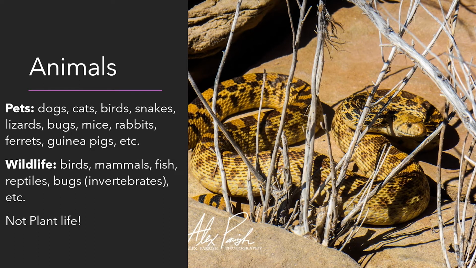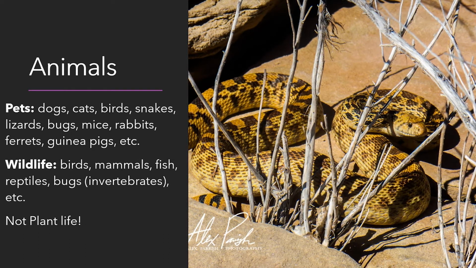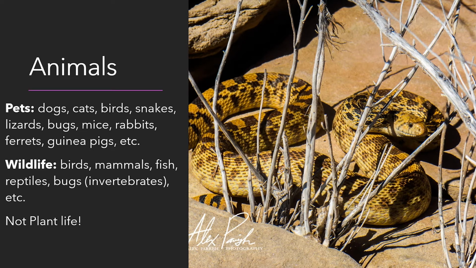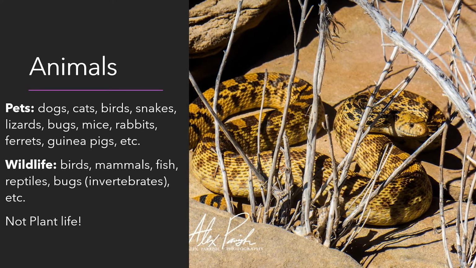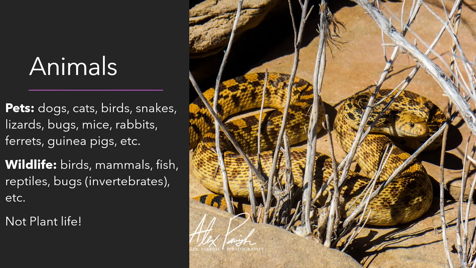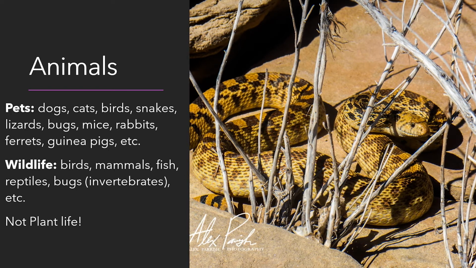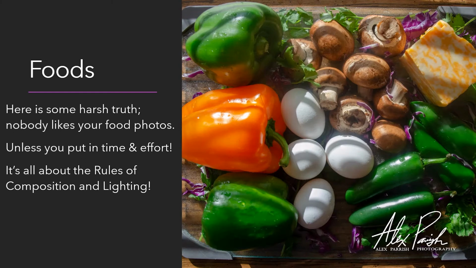Some of the bugs are going to be too small for your camera lens unless you have a macro lens. Other things like birds are going to be too far away unless you have something like a telescoping lens. So for this task, I don't want you to take any pictures of plant life, okay? That's coming up soon. Next up on the list, foods.